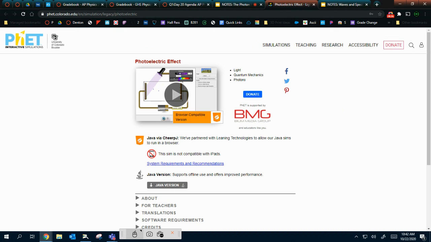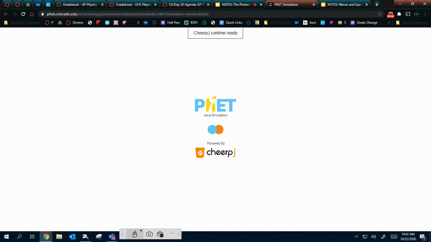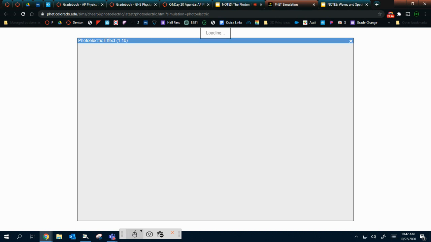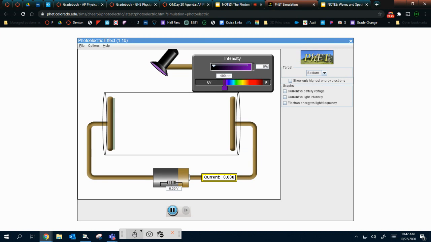And here's a little simulation about the photoelectric effect. TripJ is a Java extension for the Chrome browser. Otherwise, this thing wouldn't work on your Chrome browser. I mean, it would still work on my computer because it's a Windows computer. So here, I can turn the light on. Let me slide it over here.